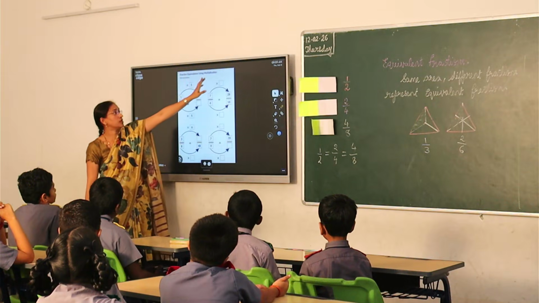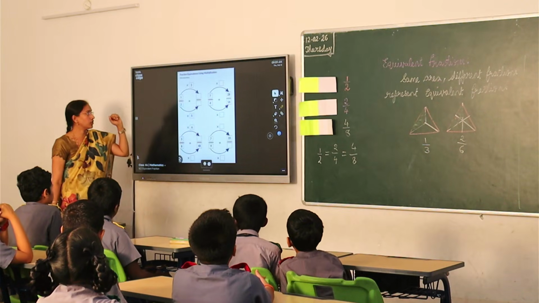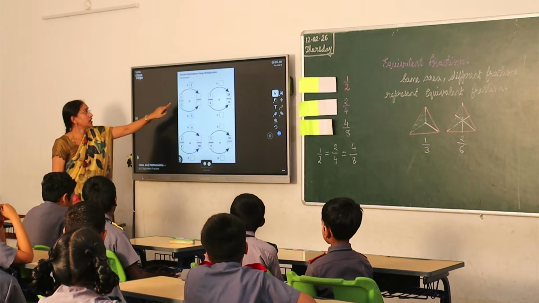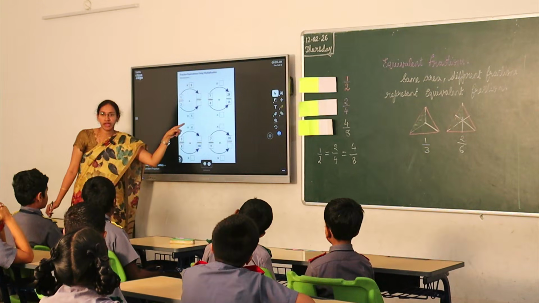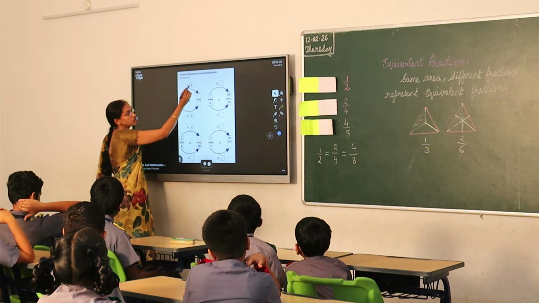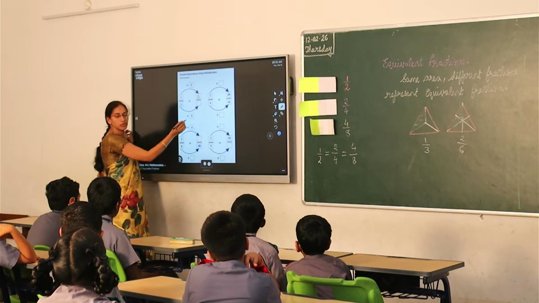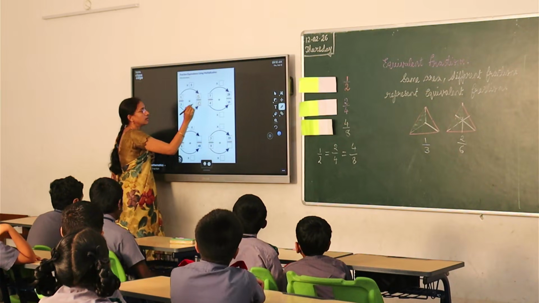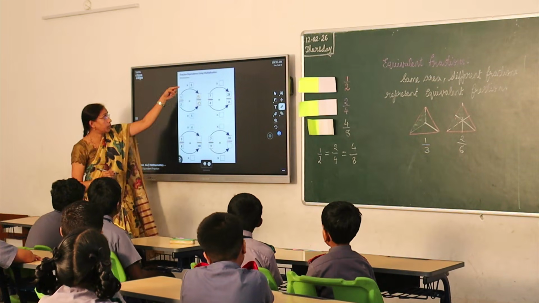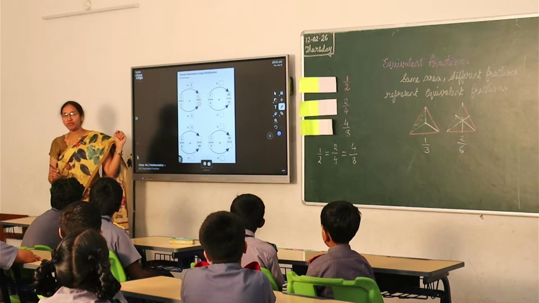Fractions equivalence using multiplication. Now here are 4 different questions. See the first one. The given fraction is 1 by 2. Here numerator and denominator are multiplied by the same number. So 1 times 5 is 5. 2 times 5 is 10. Both are equal, children. In what way are they equal? Numerator and denominator are multiplied by the same number.